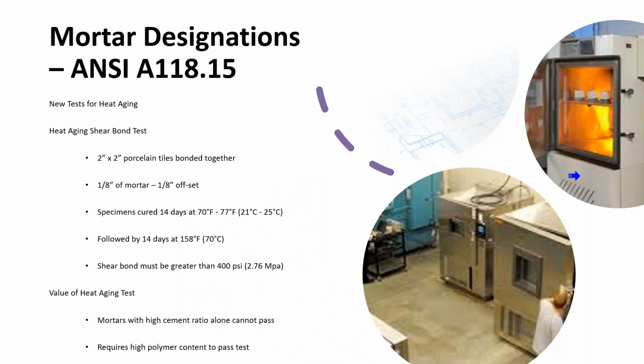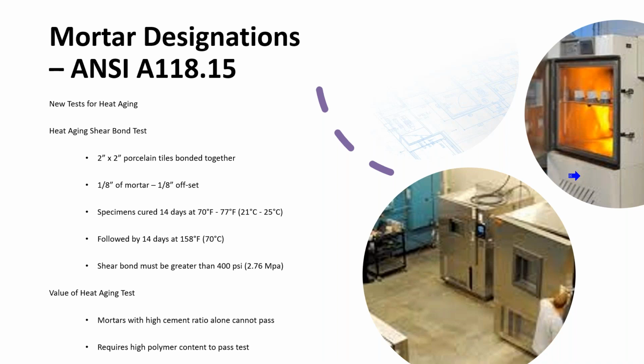So, the new heat aging test. We take 2x2 porcelain tiles and bond them together face to face, offset by 1/8 of an inch. So we have a thickness of mortar, in this case 118.15 mortar, bonding the two porcelain tiles together face to face, offset by 1/8 of an inch. Those specimens are cured for 14 days at 70 to 77 degrees, lab temperatures, followed by 14 days at 158 degrees Fahrenheit. So 14 days at room temperature, 14 days at 158 degrees Fahrenheit.